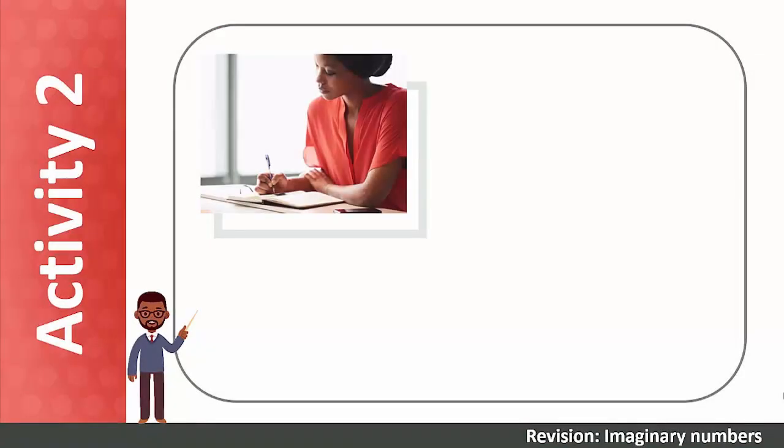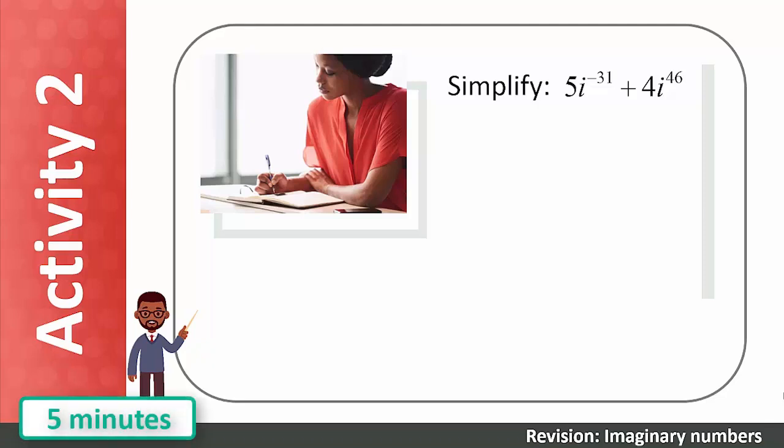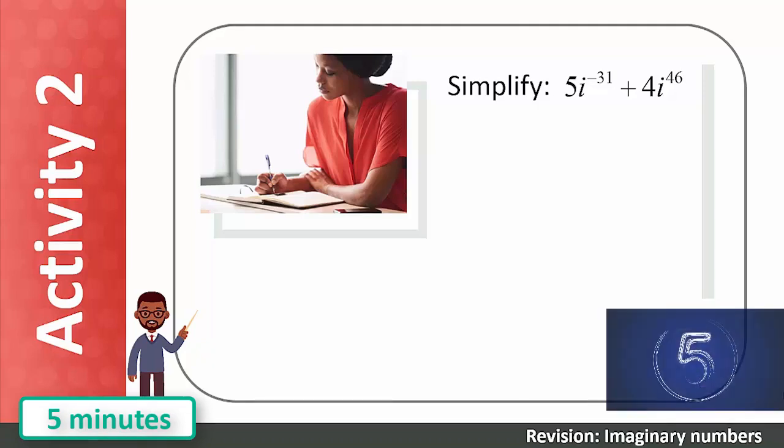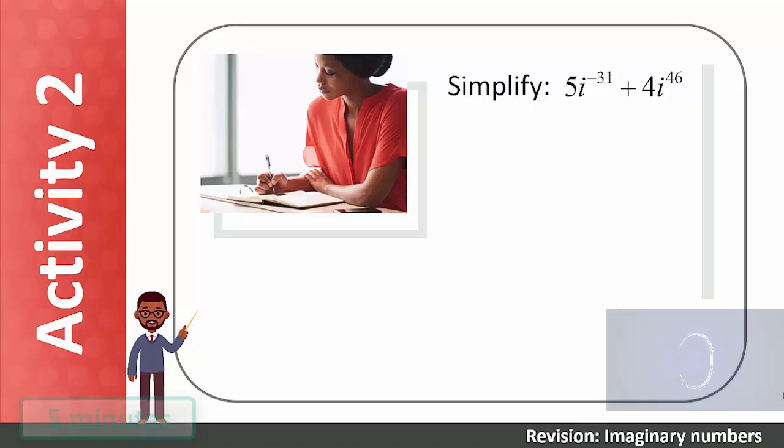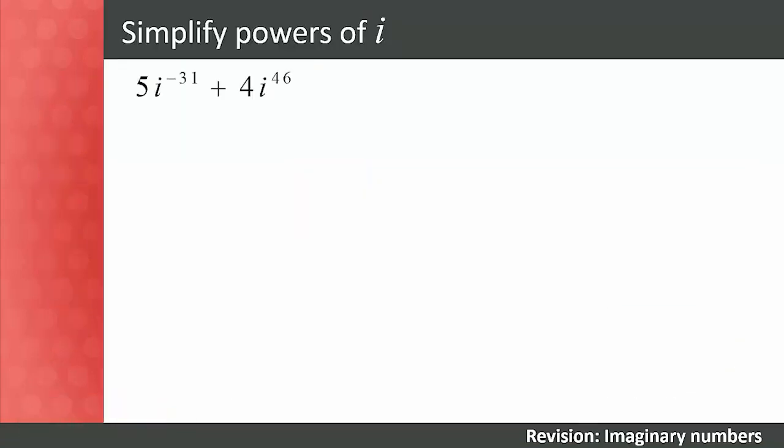Now work through this example on your own. Simplify 5 times i to the power of -31 plus 4i to the power of 46. Let's work through the solution together. 5i to the power of -31 plus 4i to the power of 46 is equal to 5 divided by i to the power of 31 plus 4 multiplied by i squared to the power of 23.